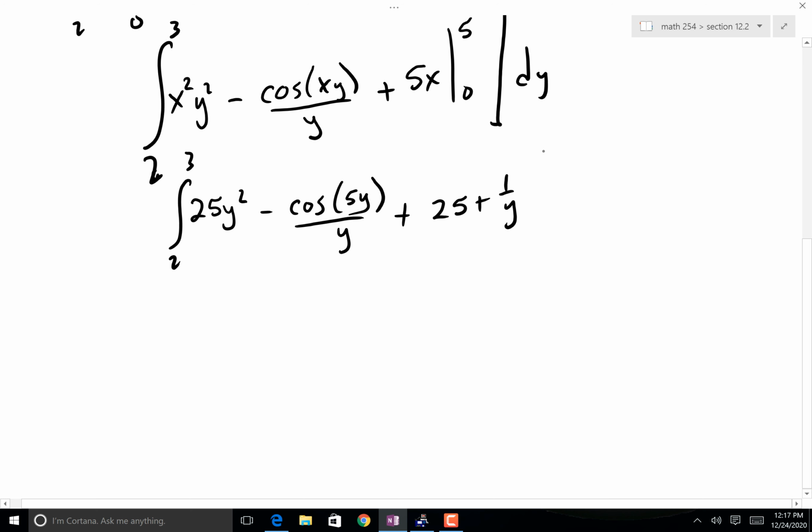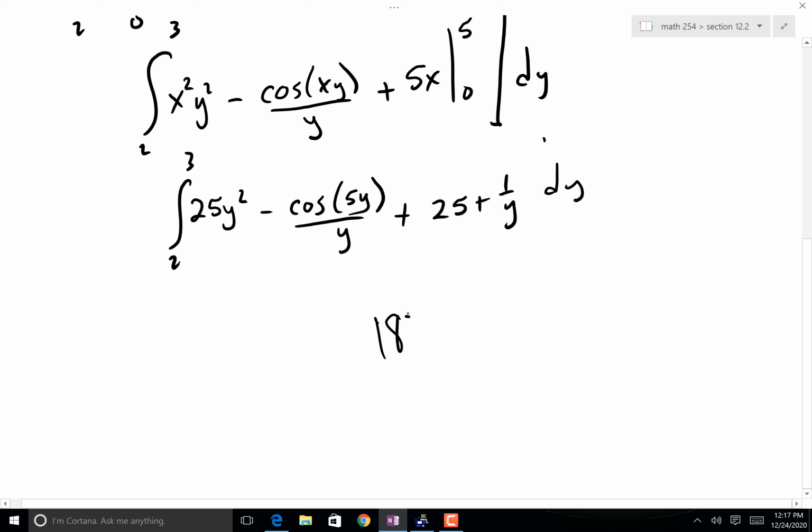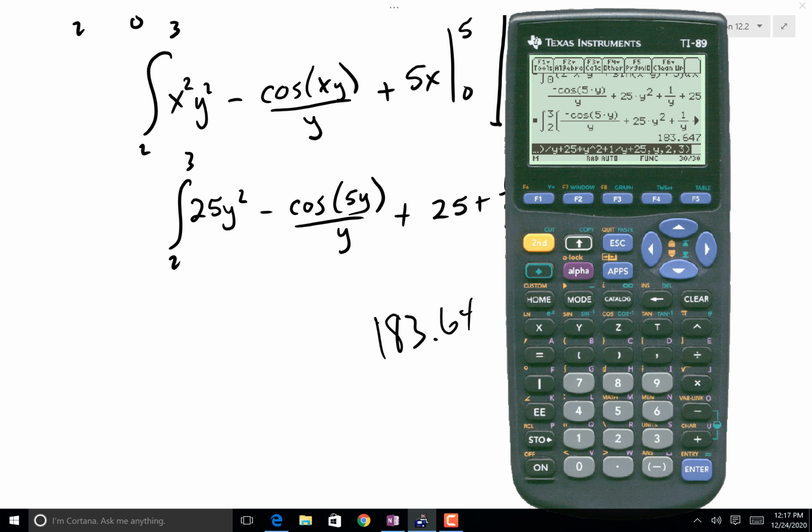There you go. Cool. Now, we're going to integrate this sucker dy. Oh, yeah, that was actually right. Leave that alone. All right, now, okay, I'm going to integrate that guy. Now, you're like, couldn't I have nested this? You can, but I'm going to do it in 2 steps just for fun here. So I'm going to integrate this thing with respect to y from 2 to 3. And you're going to get this mess, 183.64.